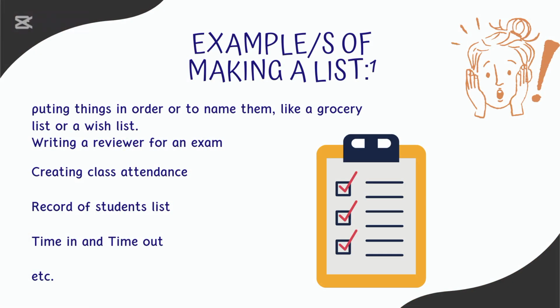Let's start with examples of making a list. Putting things in order, like I said before, or naming them, like a grocery list or a wish list. Writing a review for an exam, for example, you are writing down all the possible questions and possible answers. So, that is an example of making a list. Next is the record of students list. The names of students that you are listing down is another example of making a list.